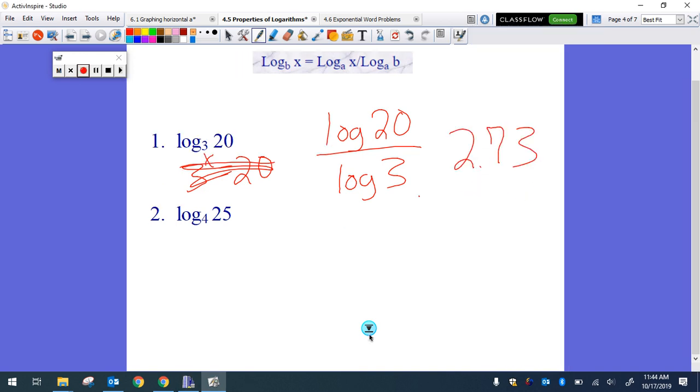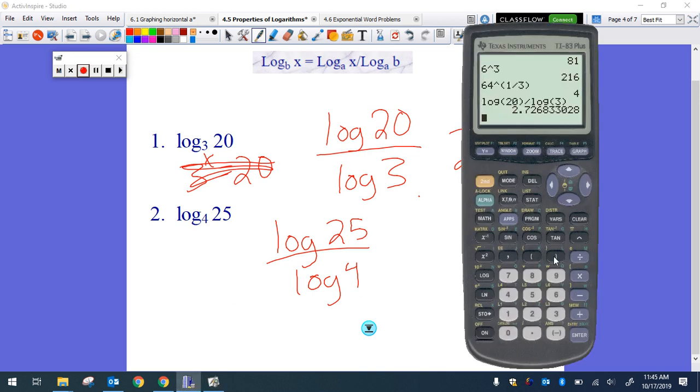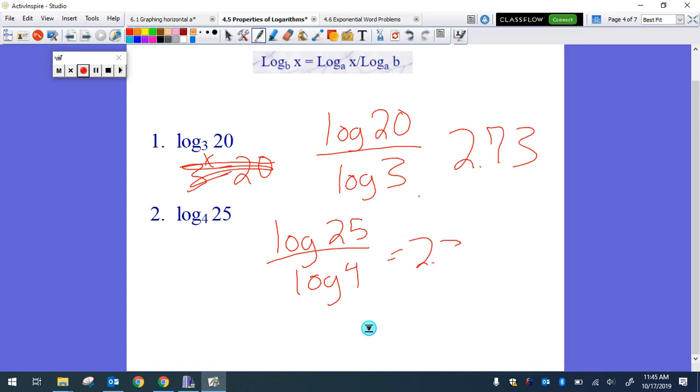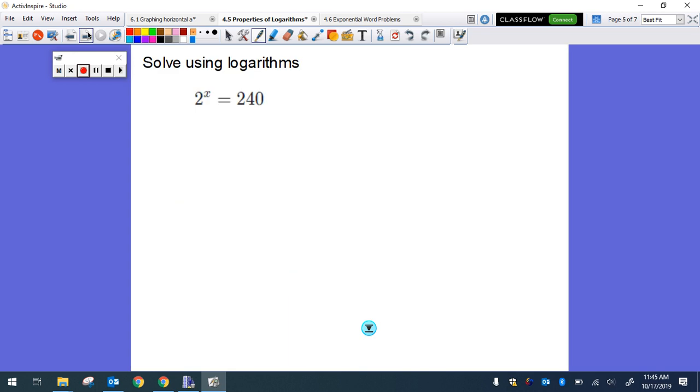So let's do another one. Let's do this one. This one would become log of 25 divided by log of 4, because your bigger number goes on top, your base goes on bottom. So we would do log of 25 divided by log of 4. And that gives you 2.32. So change of base formula is really easy. You just type it in your calculator.